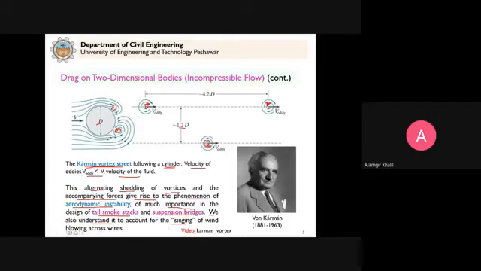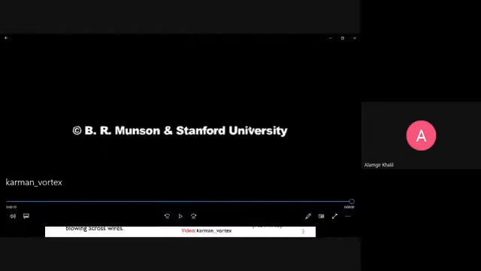So coming to this, before we discuss why this is important, you can see here the formation of these Kármán vortex streets. Here you can observe. You can see here the flow occurs around this two-dimensional body, and you can see the formation of vortices.